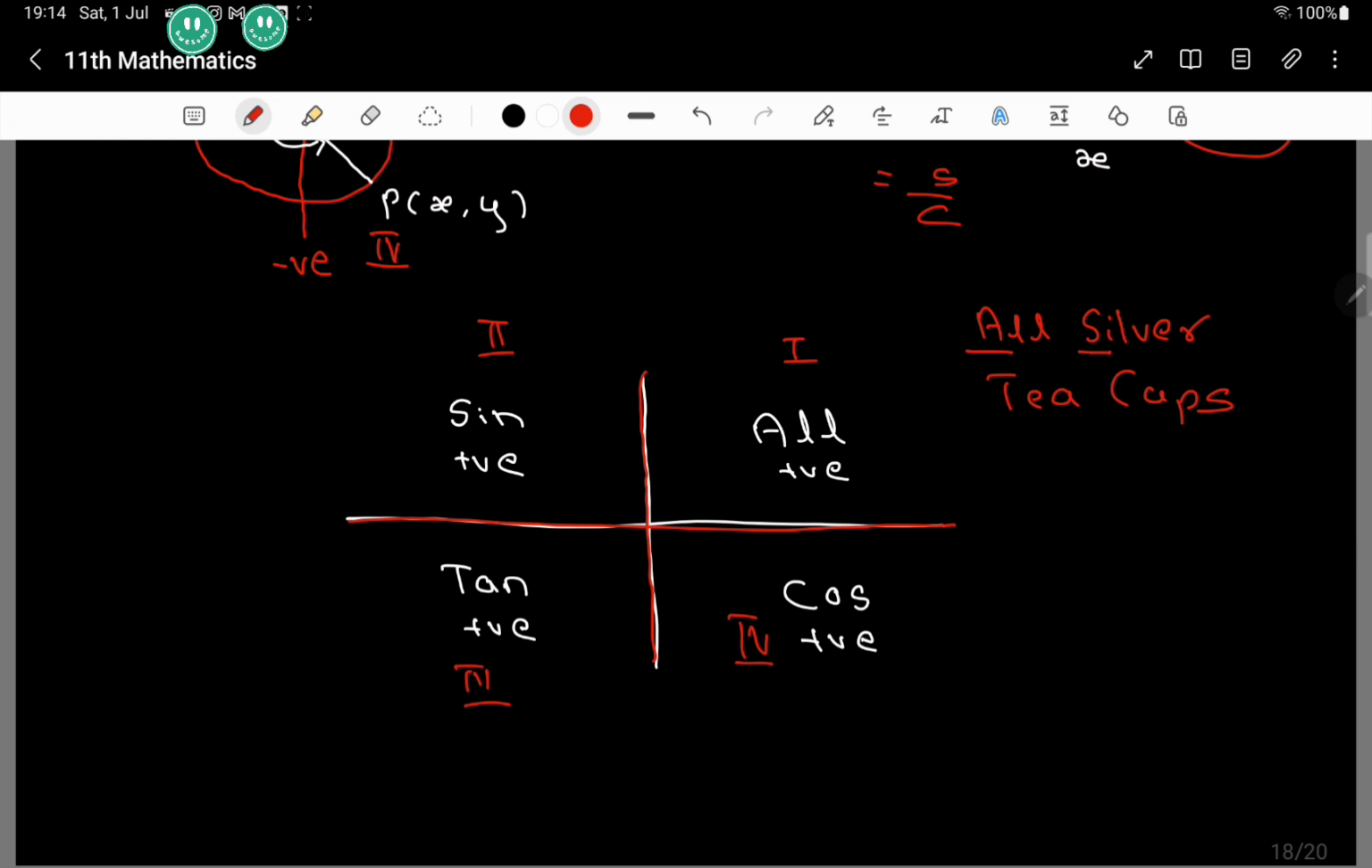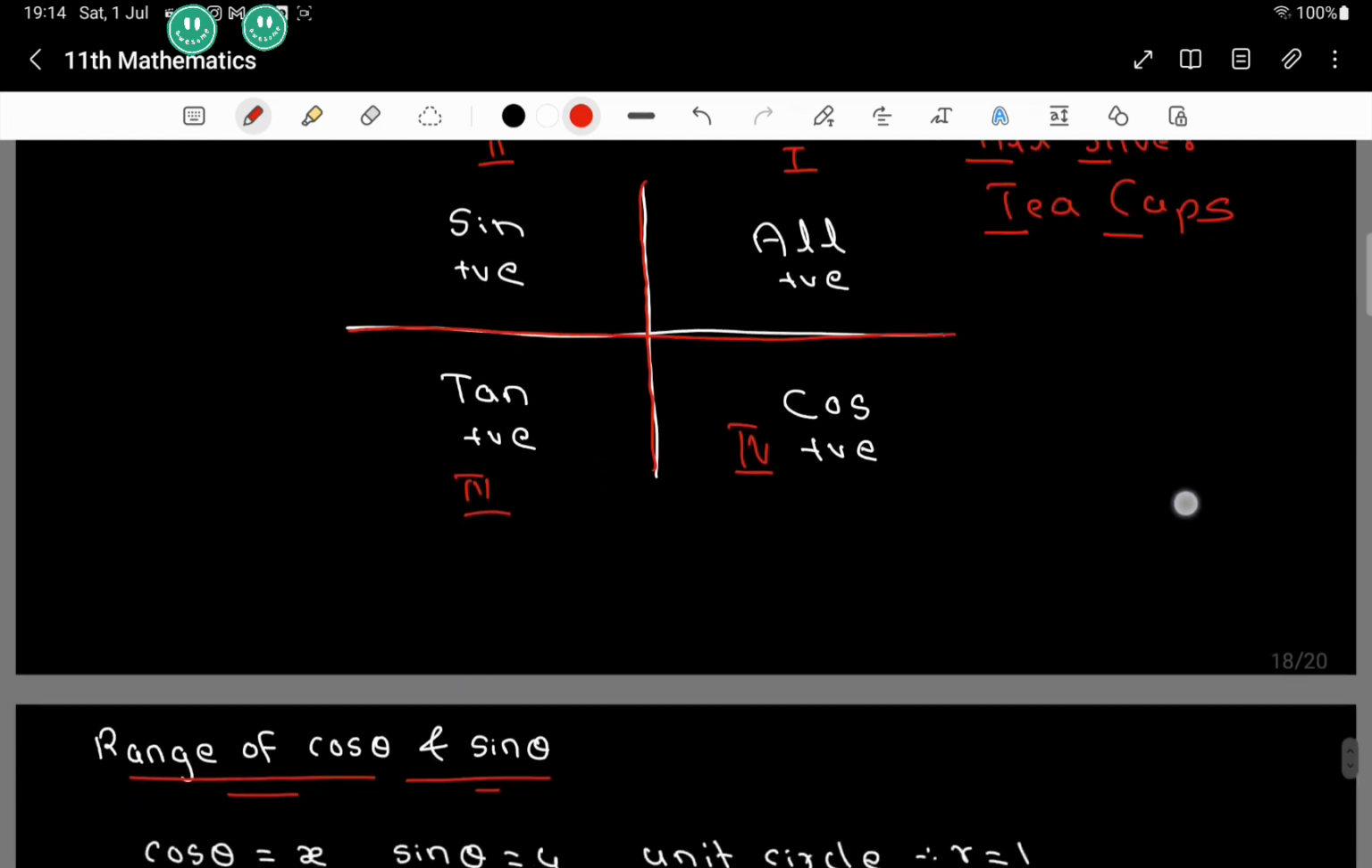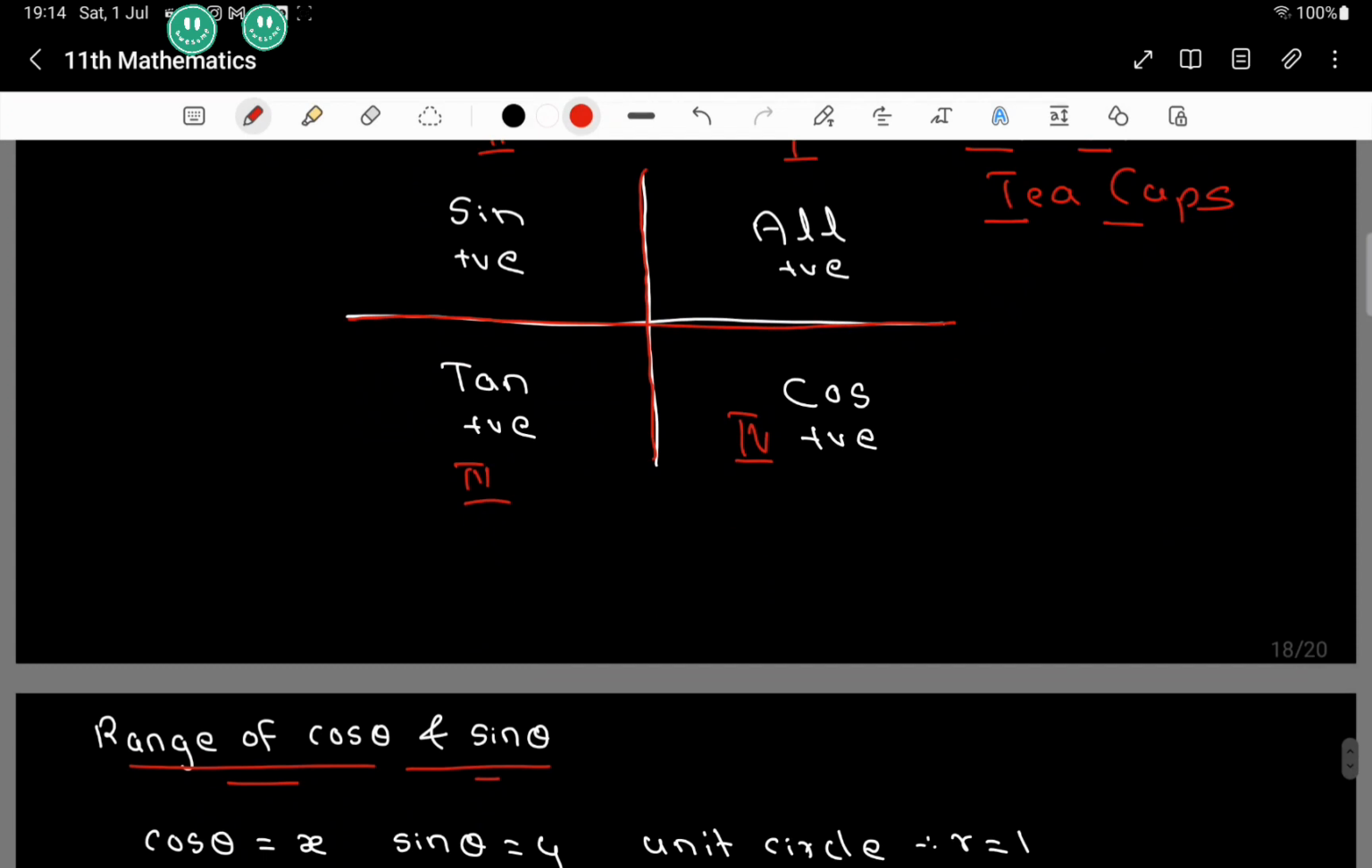In the second quadrant, Silver, S, so sine is positive, cos and tan are negative. In the third quadrant, T, that is tan, is positive and sine and cos are negative. In the fourth quadrant, C, for Cups, so cos is positive and sine and tan are negative. So you need to remember All Silver Tea Cups to remember in which quadrant which of the trigonometric functions are positive and which are negative.